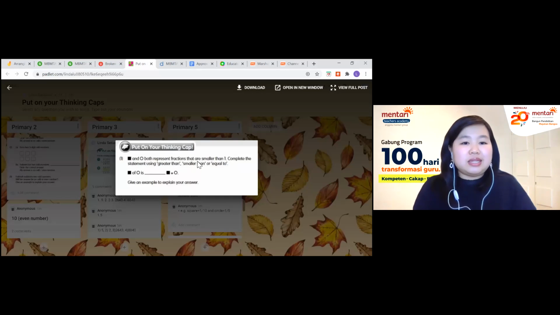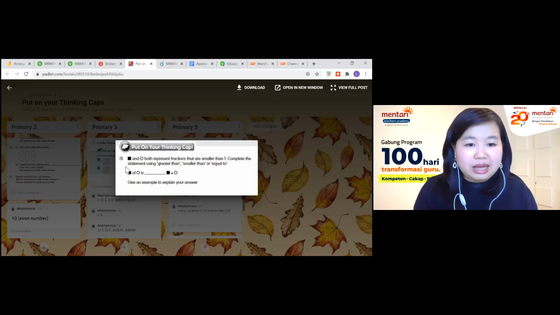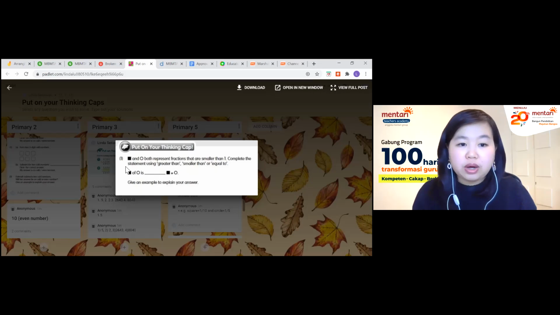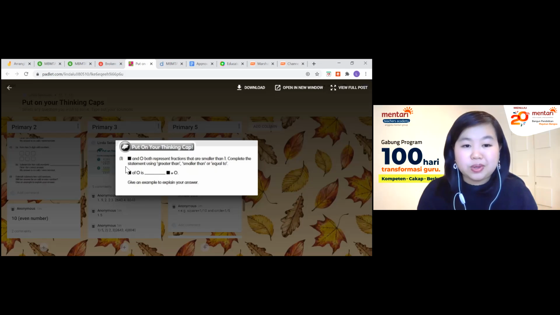Okay, so there's a little bit of algebraic thinking here as well, right? Because algebra simply means that you are changing or replacing a quantity or the unknown, sometimes we call it, with a letter. So in this case, the unknowns are represented by these two symbols, square and circle, okay? And then it says complete the statement using greater than, smaller than, or equal to. So let's see what people get.